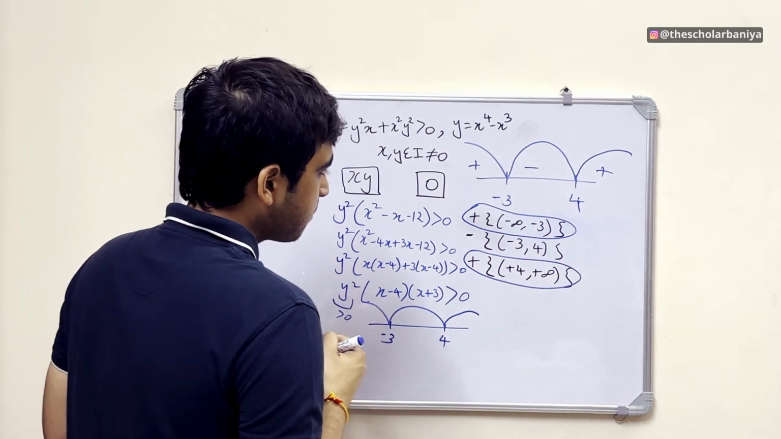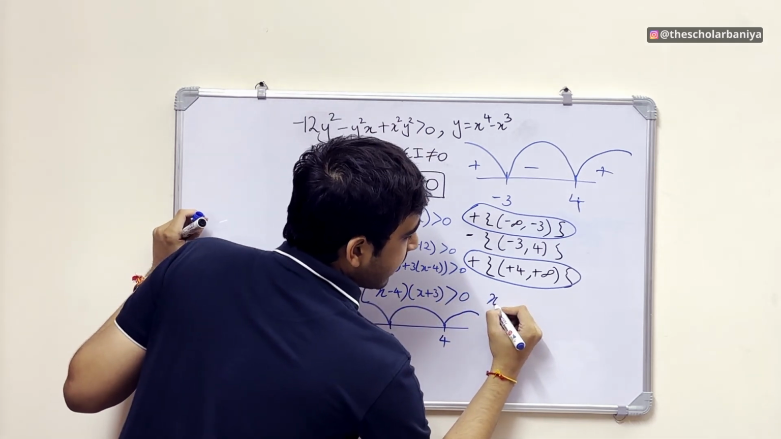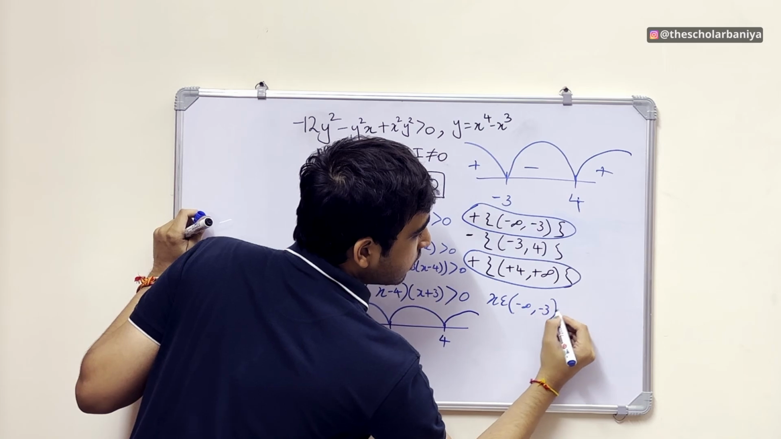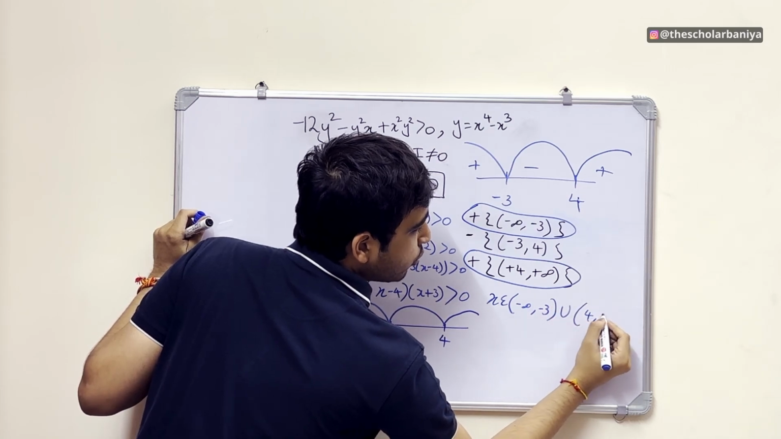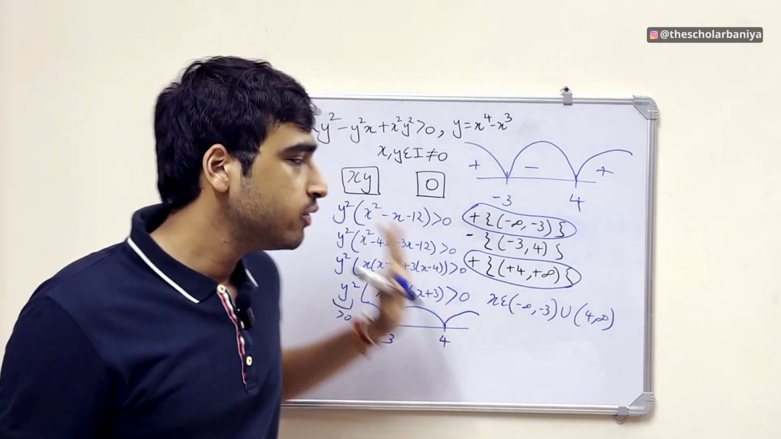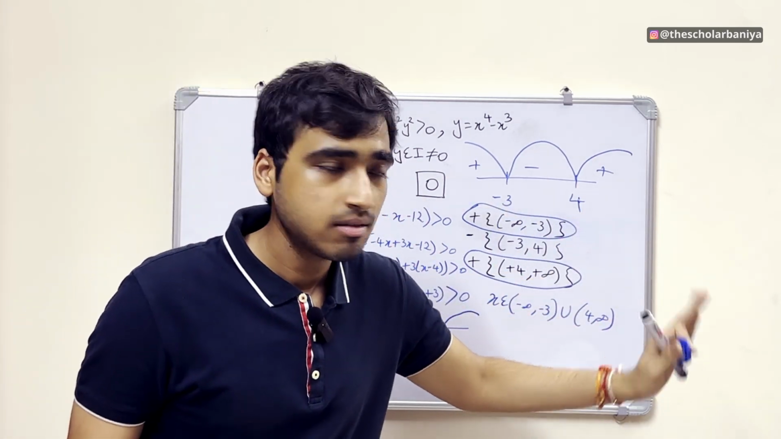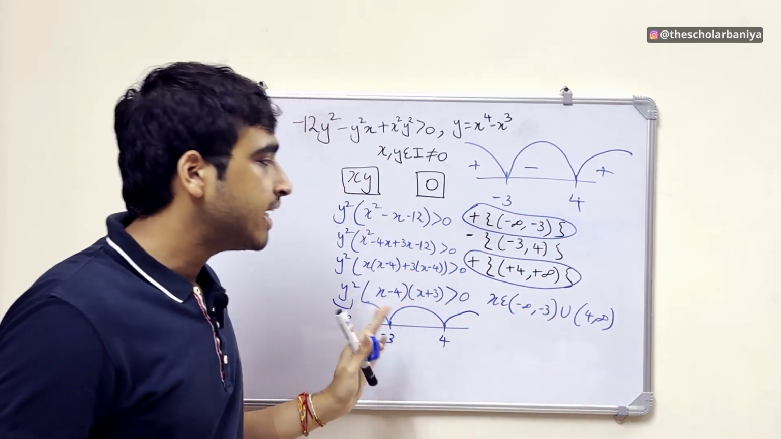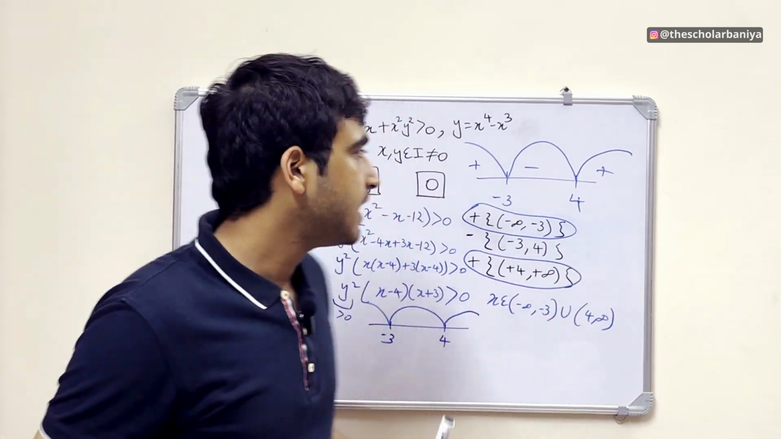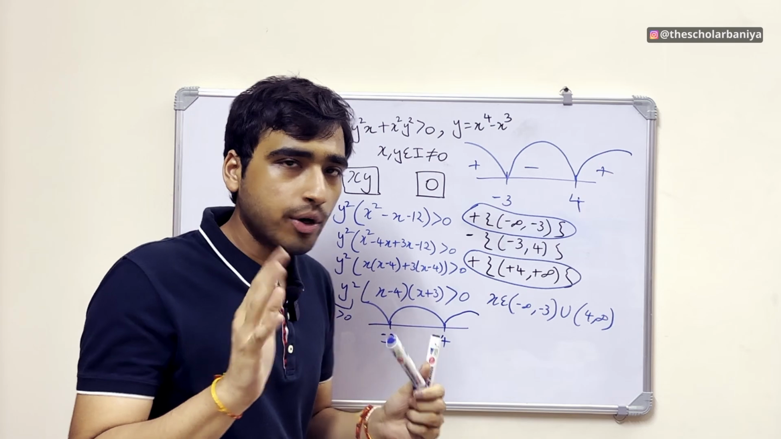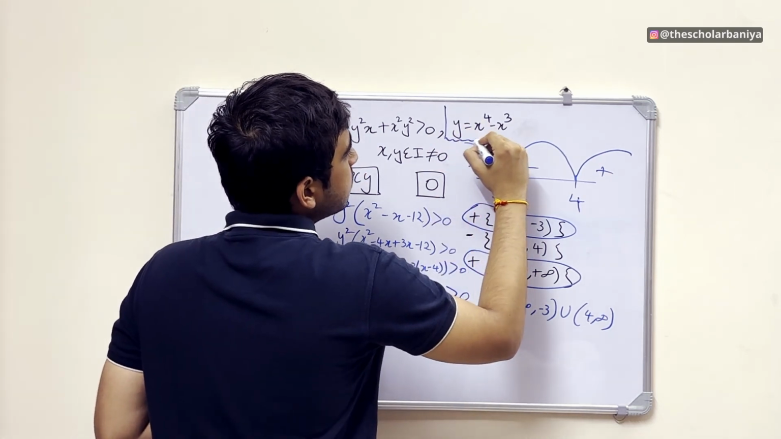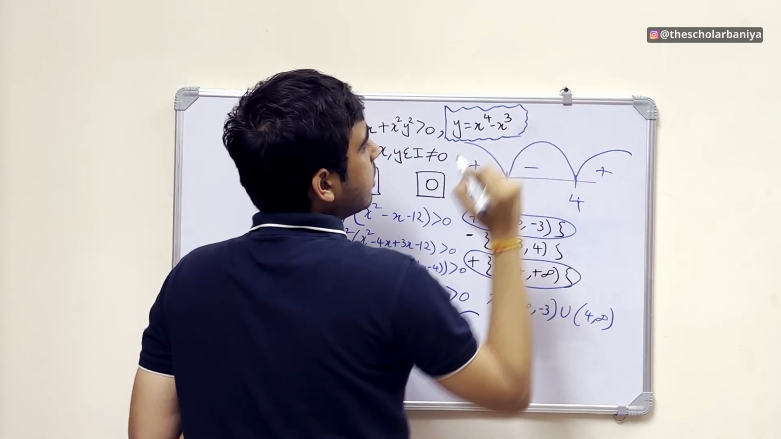So that means x belongs to minus infinity to minus 3 union 4 to infinity, meaning x can be any value from minus infinity to minus 3, or it can be any value from 4 to infinity. This is what it basically means, right? Okay, now we also had one other equation over here, which was this, right?